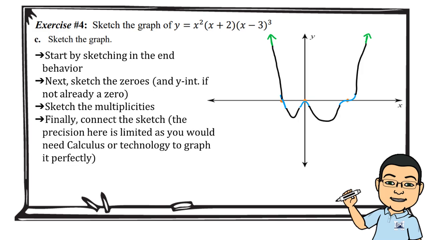Notice that the precision here is limited. We would need calculus or technology to perfectly graph this. So the pieces that we're going to be paying attention to are the end behavior, the zeros, and the multiplicities.